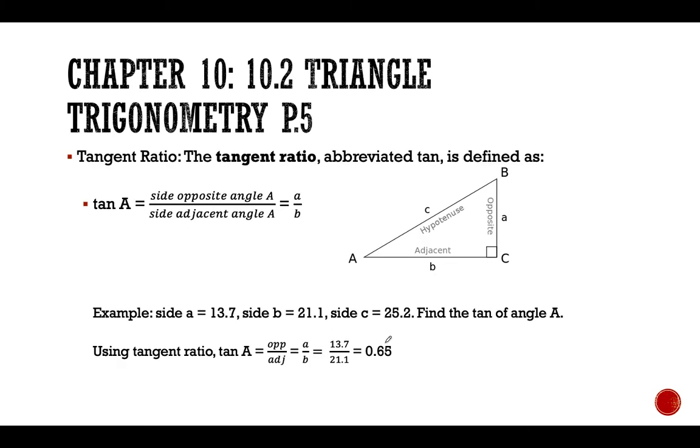The third ratio is the tangent ratio, abbreviated tan. It is defined as tan of angle A equals the side opposite angle A, which is side A, over the side adjacent to angle A, which is side B. Side A equals 13.7, side B equals 21.1, and side C equals 25.5. Find the tan of angle A. Using the tangent ratio, we know that tan of angle A equals opposite over adjacent, which in the given triangle is side A over side B, which equals 13.7 divided by 21.1, which equals 0.65.